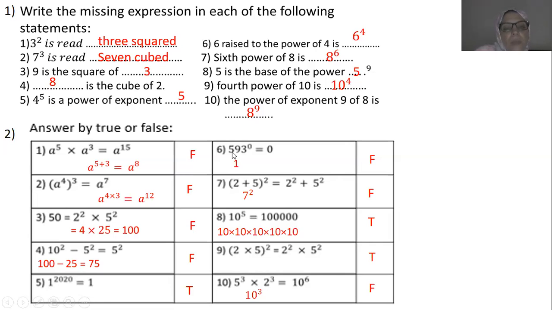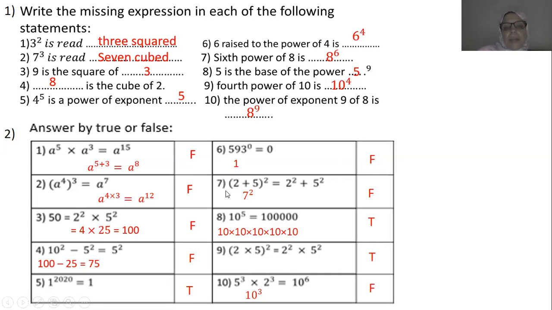Now, expression number 6, 593 to the power 0. Is it equal to 0? No, it's equal to 1. Why? Because any number to the exponent 0 always gives me 1. So this is false, not true.